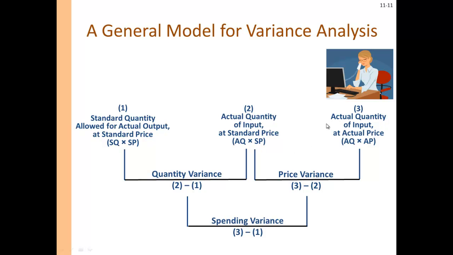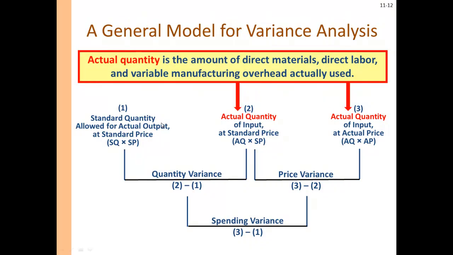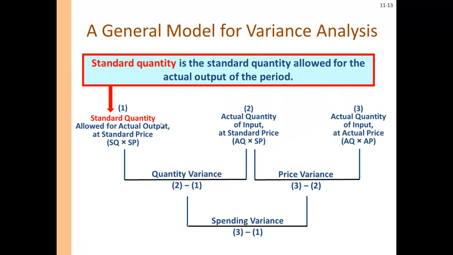Then in the price variance, we will also need actual quantity times actual price. The quantity variance is actual quantity times standard price minus standard quantity times standard price. This will make more sense when we play this out. So a standard quantity is the quantity allowed for the actual output of the period.